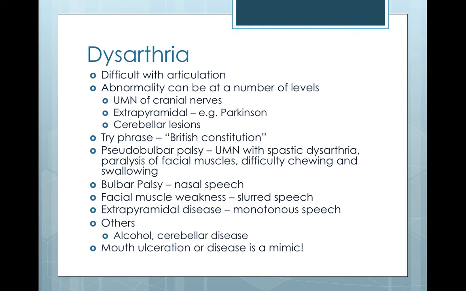So some of the problems that cause dysarthria are things like a pseudobulbar palsy, which is basically when someone is trying to squeeze words from tight lips. And so they can get an upper motor neuron lesion with spastic dysarthria, paralysis of facial muscles, difficulty chewing and swallowing. So they speak slowly. Bulbar palsy, I've had a lot of trouble finding an example on Wikipedia, but they're classically described as having a nasal speech. So bulbar palsy is a problem of the lower of the cranial nerves at a lower motor neuron level.